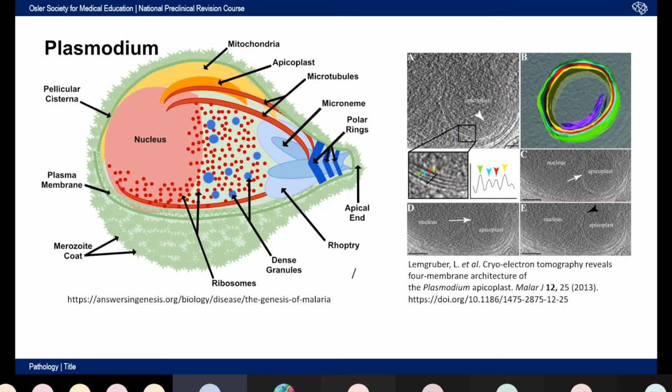This is a simple diagram of the Plasmodium parasite, showing the cell entry machinery at the apical end with the polar rings. You can also see the apicoplast in there, and this figure on the left is from a paper looking at the 4 membranes of the apicoplast using cryo-electron tomography. So you can see they're highlighted.